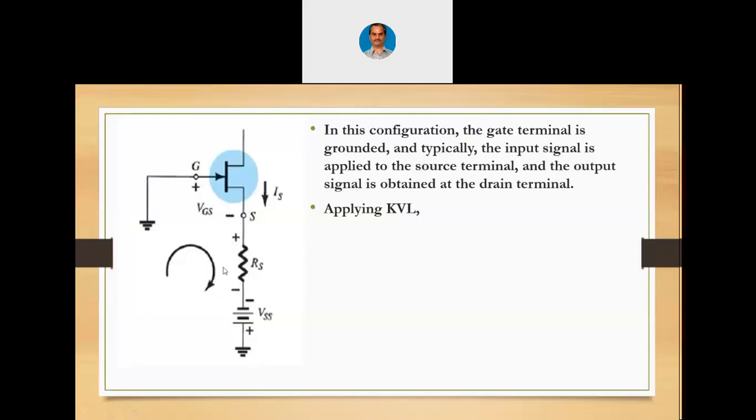We can simply write VGS plus ID into RS minus VSS equals 0. Is it so? Am I correct? Am I wrong? Is it minus? If I take this as plus to minus, is it minus to plus? So I'll have to use that particular sign that way. So we can always write VGS plus ID into RS equals VSS, because the total potential across the loop is VSS. So we can write the other way also: minus VGS minus ISRS plus VSS equals 0.